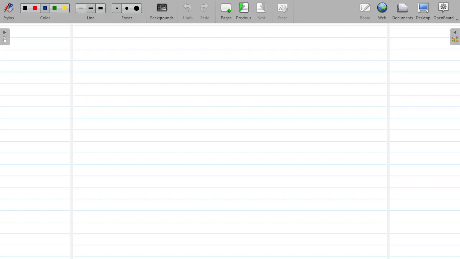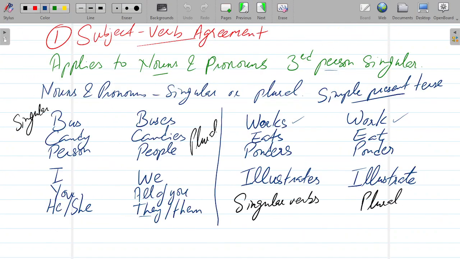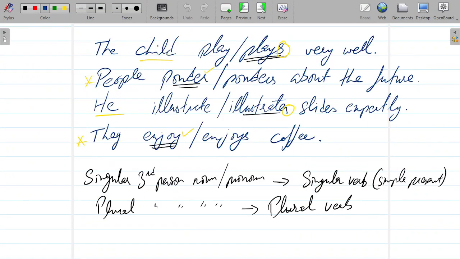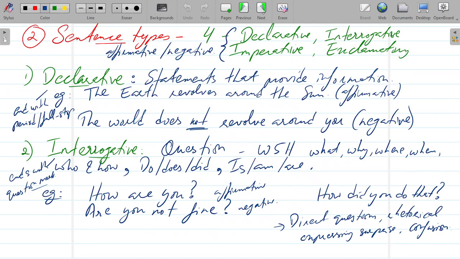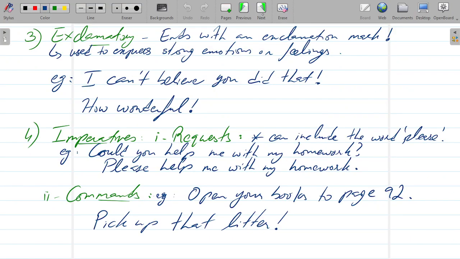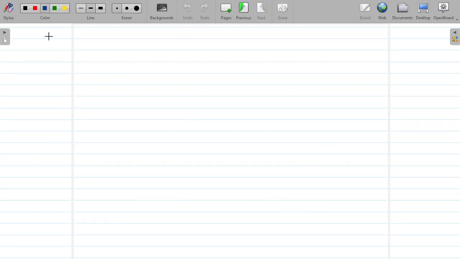Today, we will be continuing with our grammar review. So far, we've done subject-verb agreement and the details of that, and then sentence types with declarative, interrogative, exclamatory, and imperative. Today, we will talk about sentence structure.